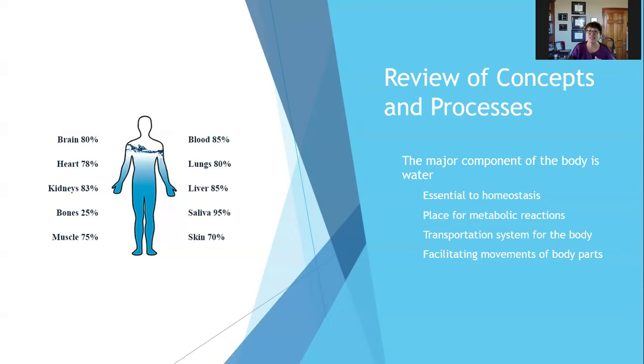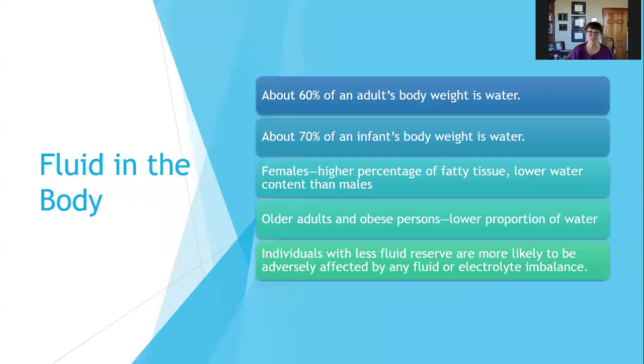Water also facilitates movement of body parts. So the fluid in the pericardial sac that allows the heart to beat, the fluid in the synovial capsules, which allow the joints to move. So fluid is very important for a lot of these different things. And in this diagram, you see a lot of our organ systems or organs are made largely of water. So we're mostly water. Interesting, right?